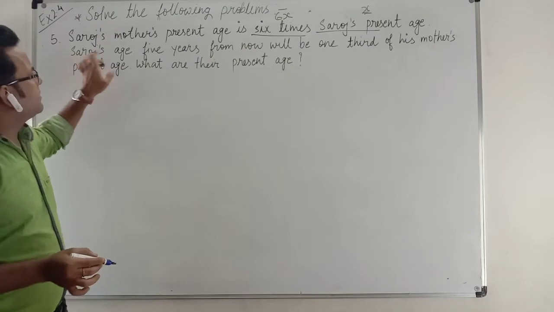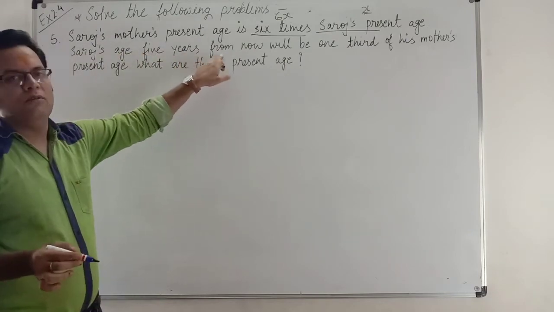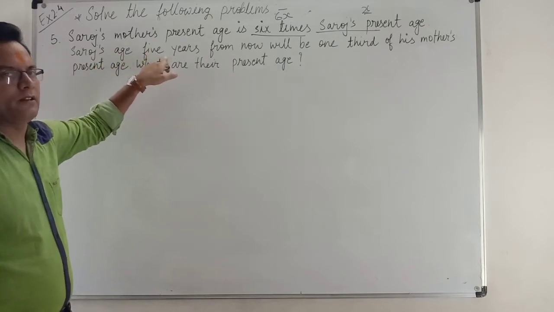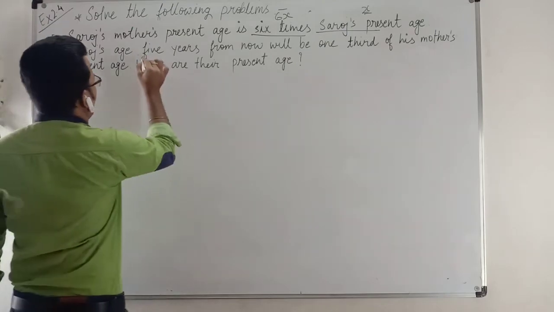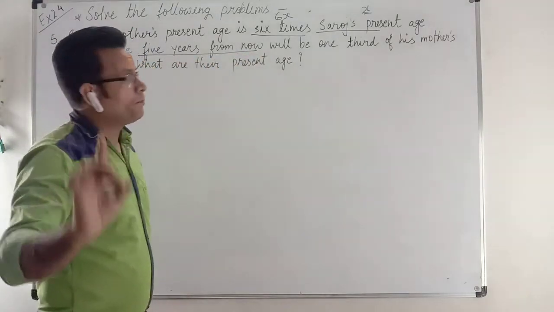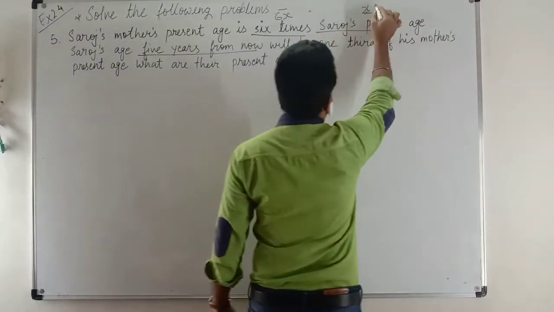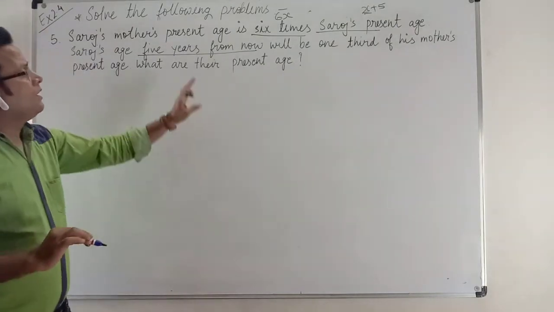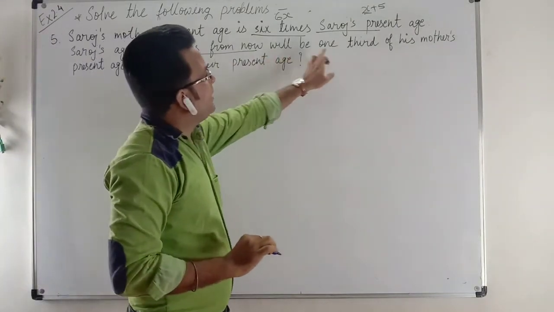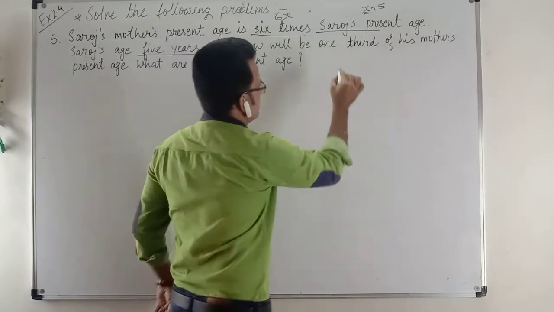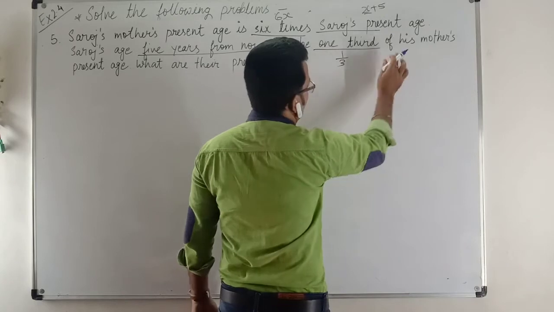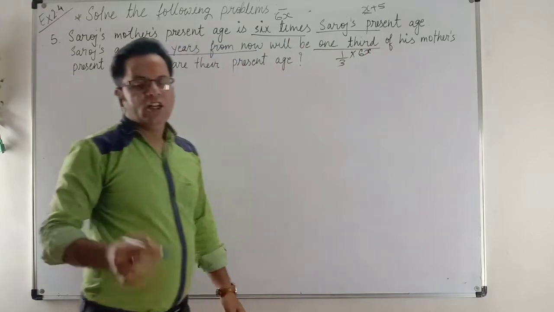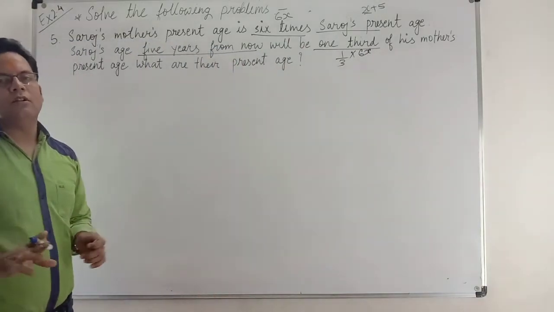Now Saroj's age 5 years from now. See, Saroj's age 5 years from now means after 5 years. Okay, so you should understand 5 years from now. Now suppose the age of Saroj is x years, so after 5 years it will be x plus 5. Will be 1/3. 1/3 means 1 upon 3 of his mother's present age, and the present age is 6x. So, according to the question, what we have to write?